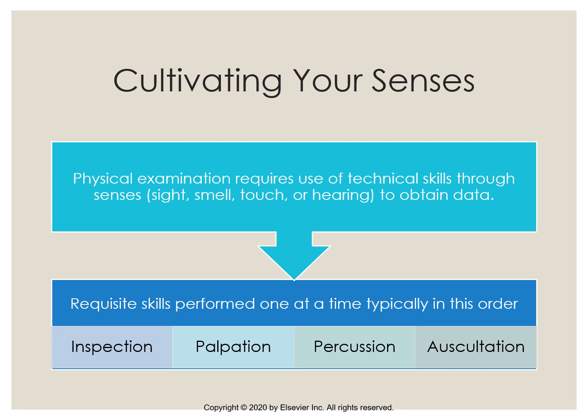In health assessment, it is important to cultivate your senses. The physical examination requires the use of sight, smell, touch, or hearing. With the exception of some systems, the general order of the skills performed are inspection, palpation, percussion, and auscultation. However, the primary skills we will be using in your first health assessment course are inspection, palpation, and auscultation.